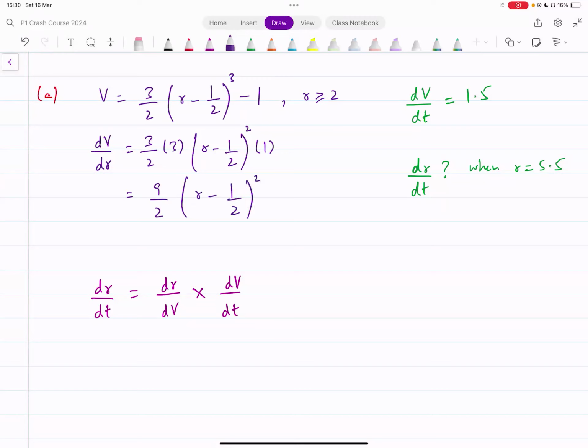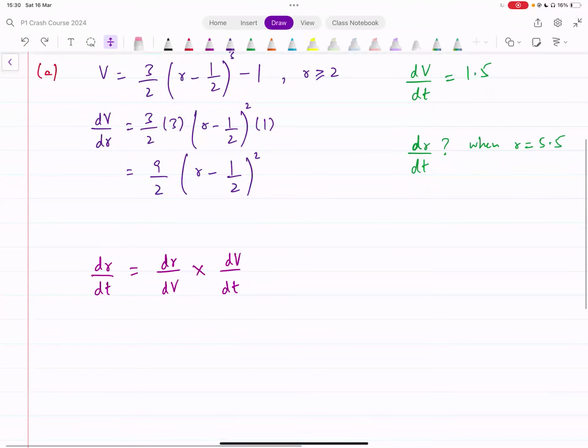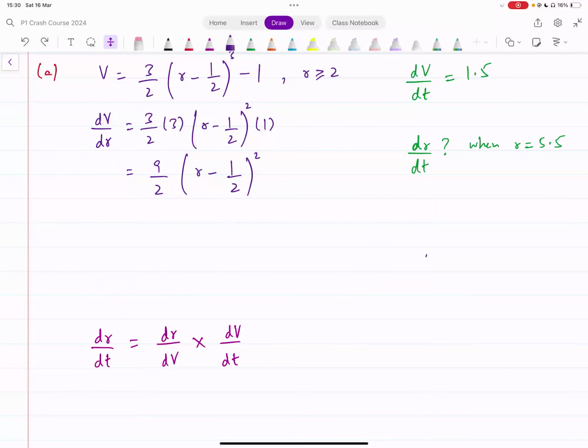Now you can input that value of r here after differentiating. You can only do that after you've differentiated. Now put that value of r here. What does that give us? Put r equal to 5.5. That gives us 9 over 2 into (5.5 minus 0.5) whole squared. That's 5 squared, that's 25. 25 into 9 over 2. What do we get from this? dV over dr?